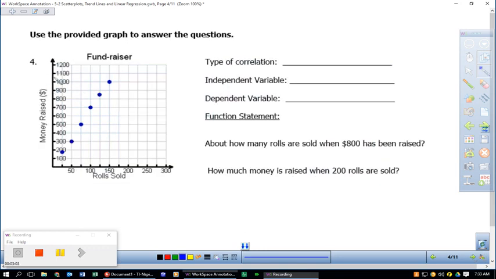Number 4, use the provided graph. First, the type of correlation. If you look at it, it's tending to go up. As you go from left to right, the values are going up. They're increasing. So this is a positive correlation.